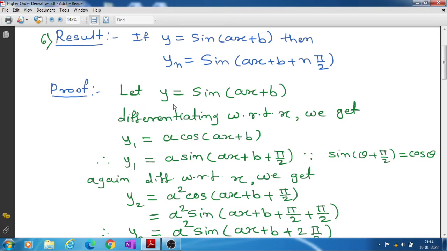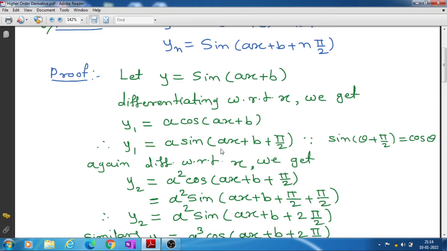So here y = sin(ax + b). If we differentiate this y with respect to x, then we get the first derivative y1 = cos(ax + b) into the derivative of (ax + b), which is a. So it is equal to a cos(ax + b).